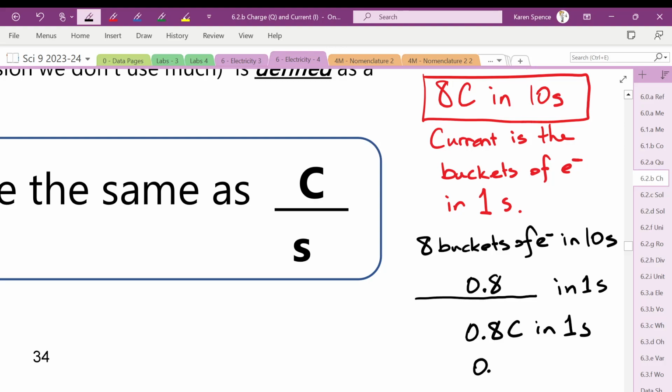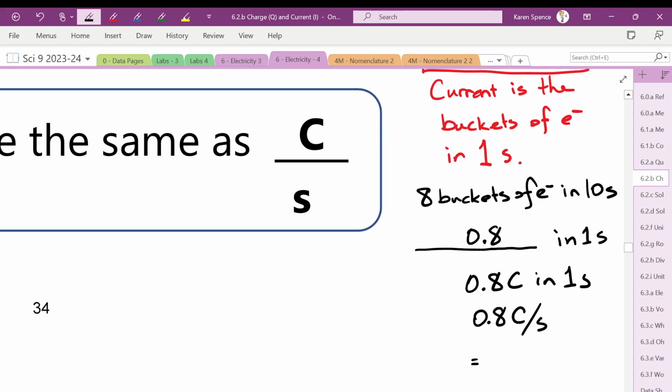That's 0.8 coulombs per second, which is the same as 0.8 amps, because an amp and a coulomb per second are the same. And that would be measuring the current.